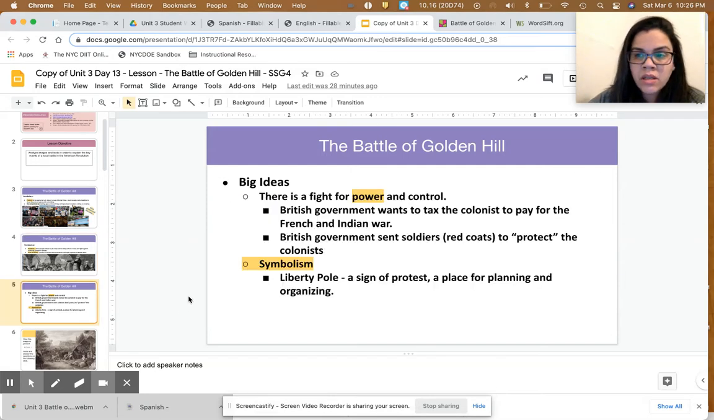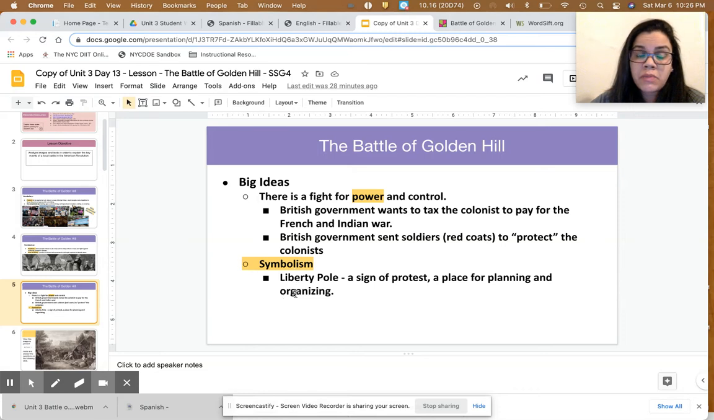Big ideas in this lesson are that there is a fight for power and control. Students learned in the previous lesson that the British government wants to tax the colonists so they can pay for the French and Indian War. The British government sent soldiers, also referred to as redcoats, to protect the colonists. Colonists don't feel that they need to be governed by the British, and they also don't trust the soldiers that are there. They think the soldiers have ulterior motives and are not trustworthy.